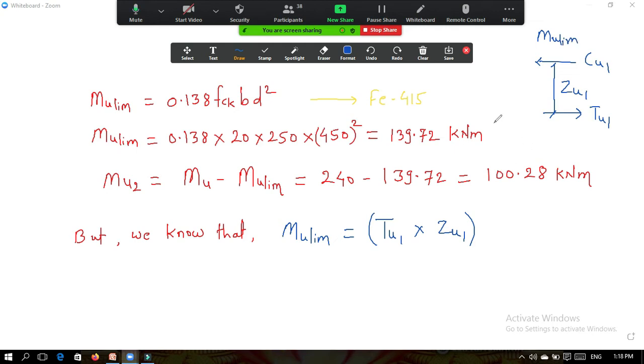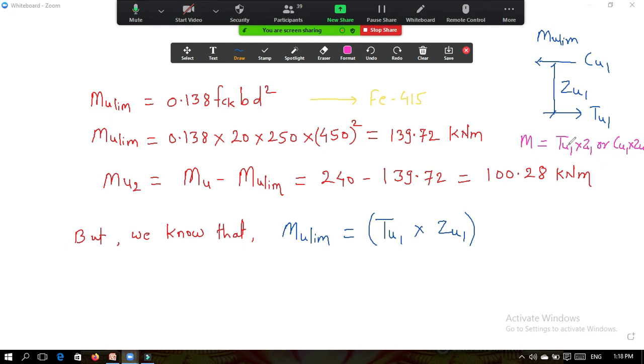If you want to find out the moment, what is the formula for moment in this force? We have assumed this as a balanced section, so Cu1 and Tu1 are equal. These are equal and opposite, unlike parallel forces separated by a distance Zu1, that is your lever arm. These two forces act as a couple and cause a moment. The formula for that moment is one of the forces into lever arm. So I can write Tu1 into Zu1, or Cu1 into Zu1 also. Here Zu1 is there, you understand.